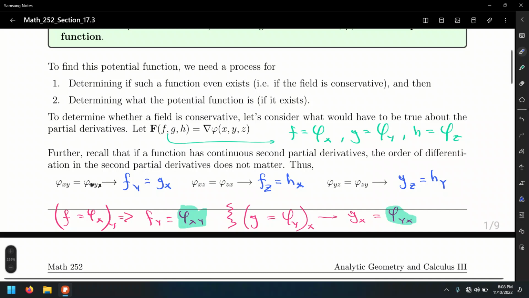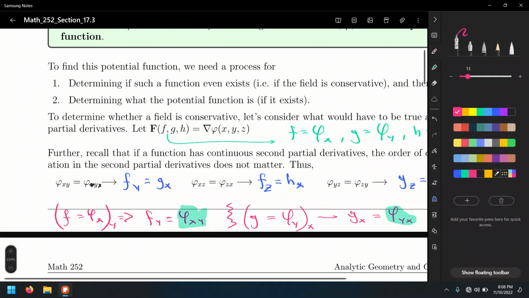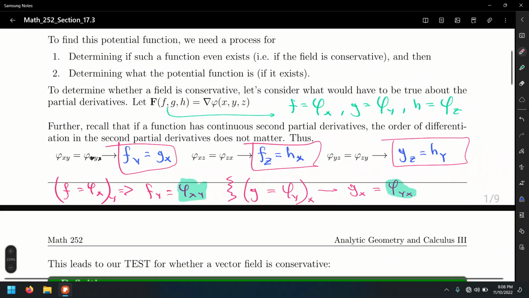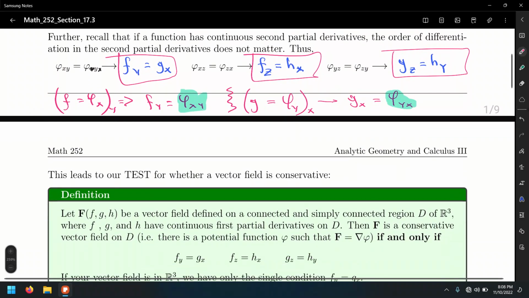Alright? Well, so this is what we need to test when we are given a gradient or a vector field, to determine whether that vector field is some function's gradient. We need to test these three conditions right here. So let's formalize this in the next page.